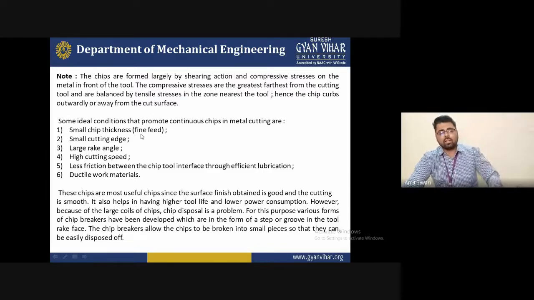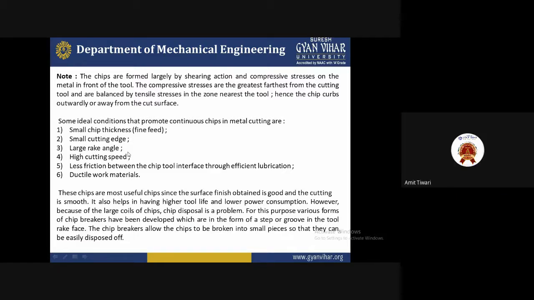A larger rake angle is the most important requirement. The rake angle required is very large, a positive rake angle, and the larger the rake angle, the greater the chances that your machinability will be good, that is, a good metal cutting operation will be performed. Next is the high cutting speed. Obviously, with high cutting speed, the feed rate is high, but the depth of cut will be low, because as the depth of cut increases, compressive stress increases and the chip thickness increases, and we require a small chip thickness. This is a sign of a good condition for the continuous chip.